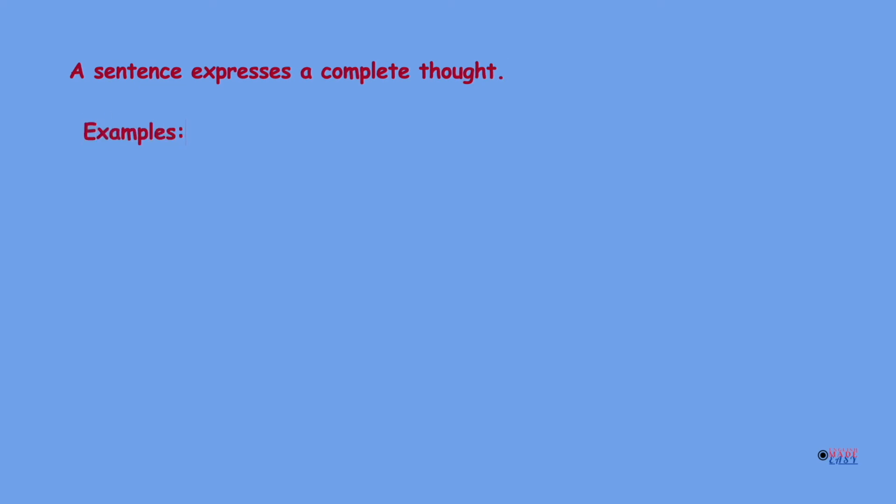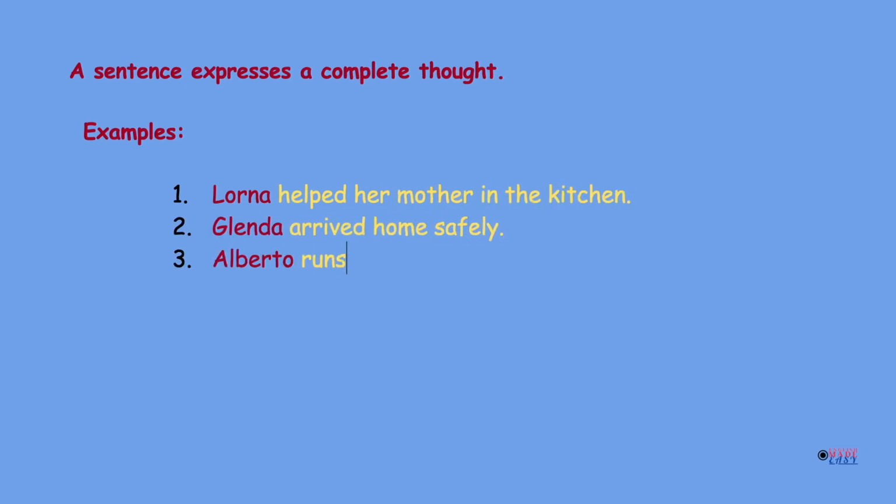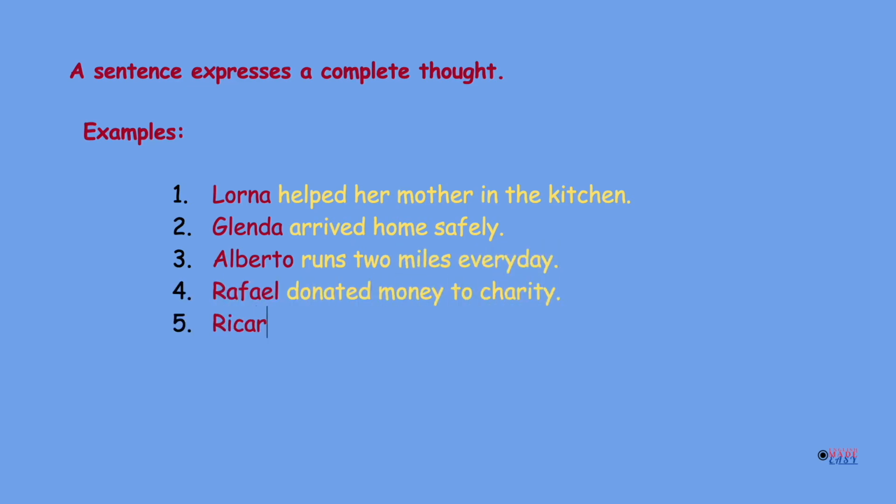Do remember that a sentence expresses a complete thought. Here are some examples of sentences with a complete thought. Number 1, Lorna helped her mother in the kitchen. Number 2, Glenda arrived home safely. Number 3, Alberto runs 2 miles every day. 4, Rafael donated money to the charity. And number 5, Ricardo played with his dog in the park.